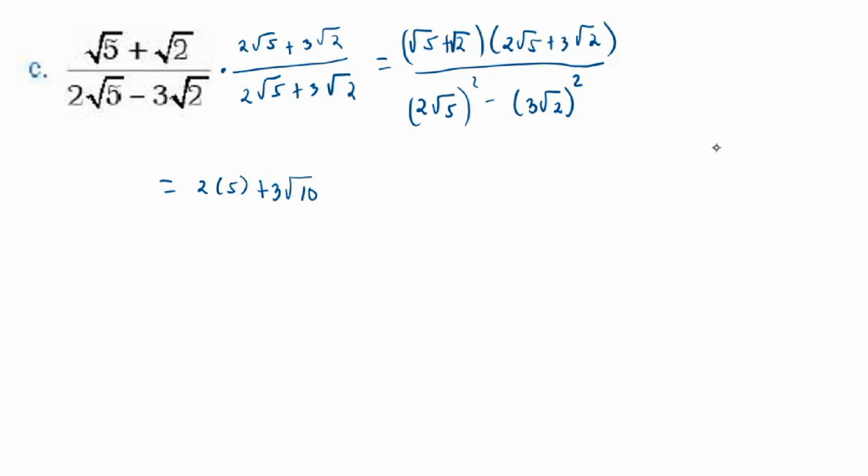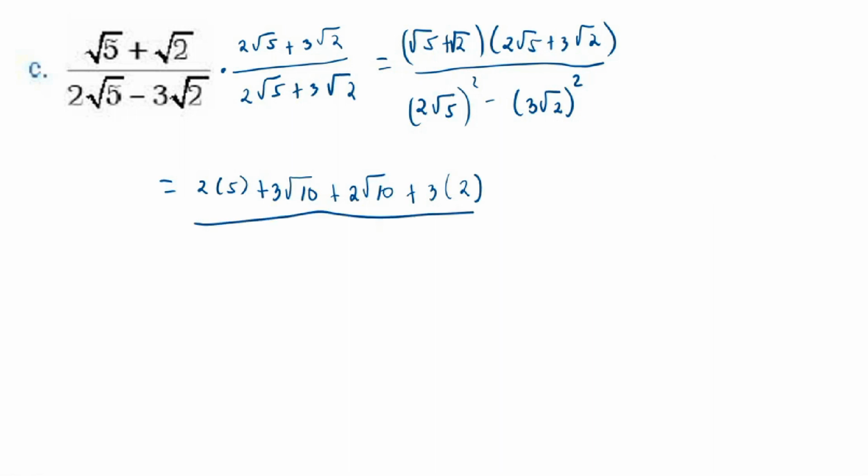And for the inner terms, we have square root of 2 times 2 square root of 5. So the product becomes 2 square root of 10. And for the last terms, square root of 2 times 3 square root of 2, we have now plus 3 times 2. Because square root of 2 times square root of 2 is 2, and we have the coefficient of 3, therefore we have 3 times 2.